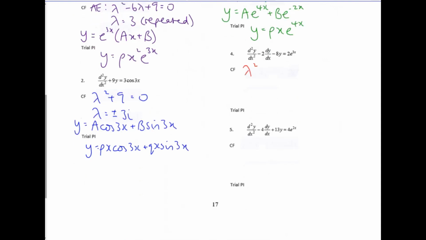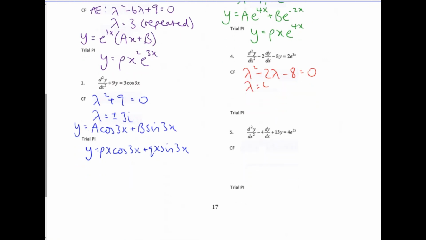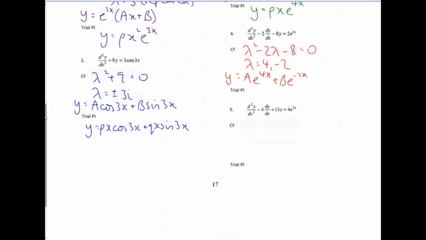On to 4, complementary function. So auxiliary equation is the same one as before. So we still get lambda is 4 and minus 2. Still get y equals a e to the 4x plus b e to the minus 2x. Difference is the right hand side no longer has the same power as the complementary function. So right hand side is e to the 3x. There's no problem with us choosing y equals p e to the 3x for our particular integral this time because the powers are not the same.